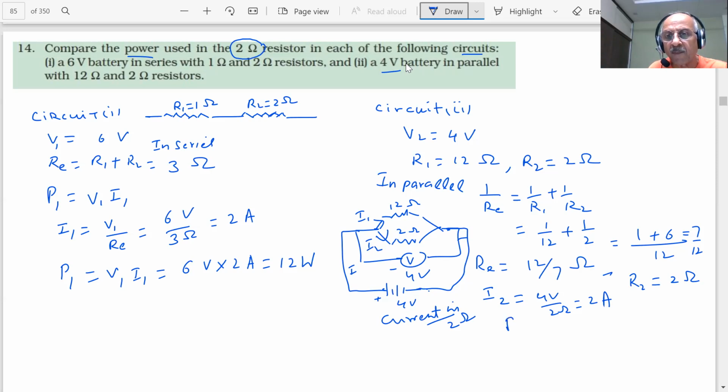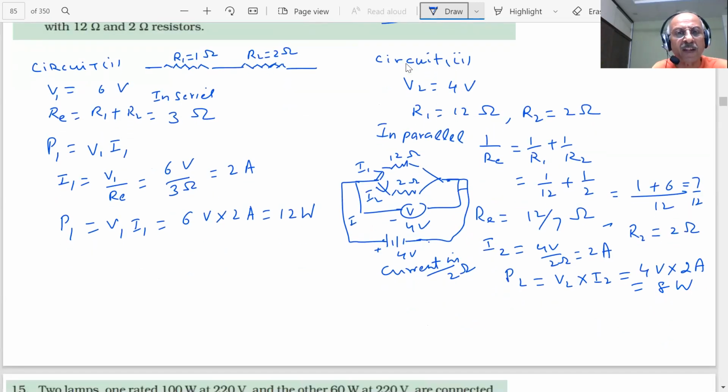Then what will be the power P2, student? Potential difference is same in both 2 and 12 ohms. V2 into I2. What is V2, students? 4 volt and 2 ampere. What will you get? 8 watts. So P1 is 12 watt and P2 is 8 watt.